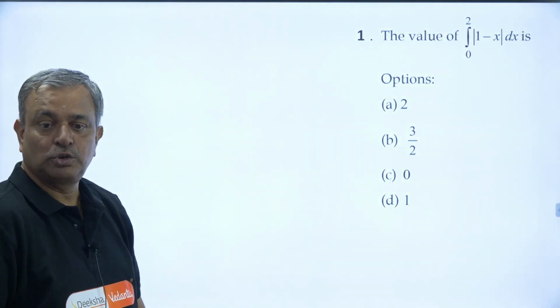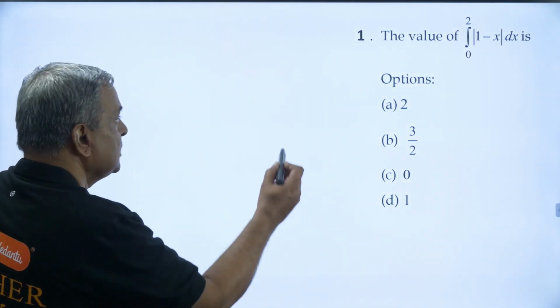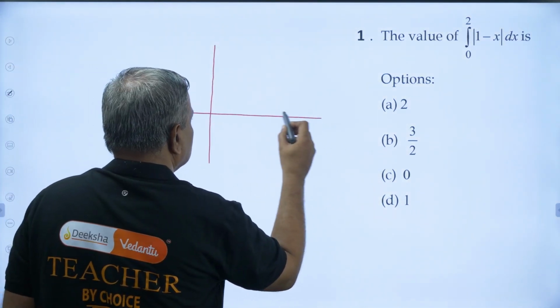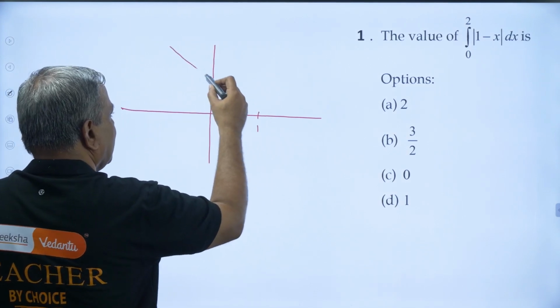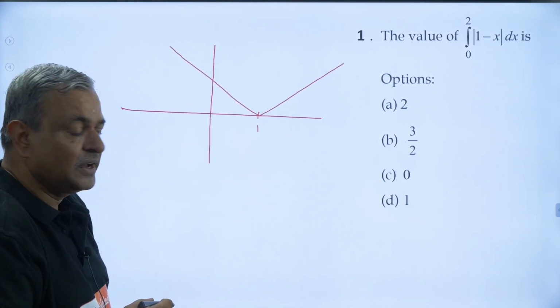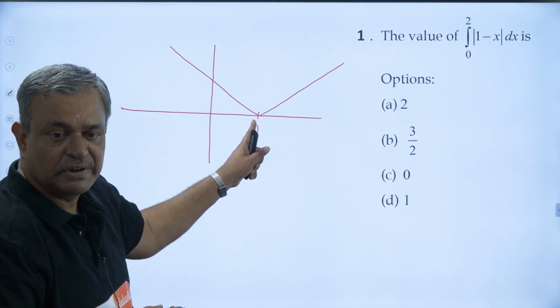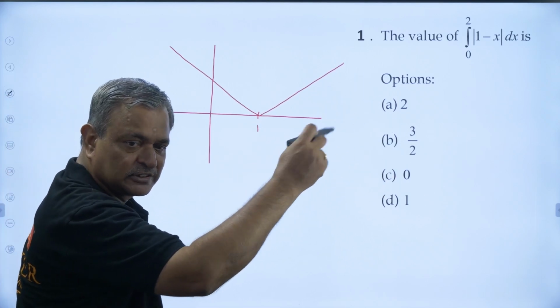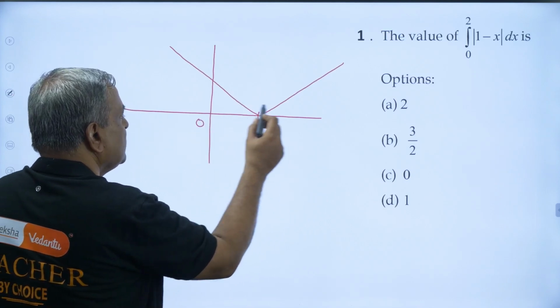Okay, let's start. So first question, integral 0 to 2 of mod of x minus 1. If we draw the graph of mod x minus 1, this is 1, this is the graph. The graph gives you an idea: it is continuous at 1, but it is not differentiable. Mod of 1 minus x or x minus 1 are both the same. So you want 0 to 2.